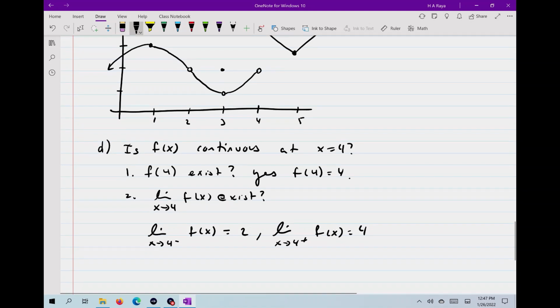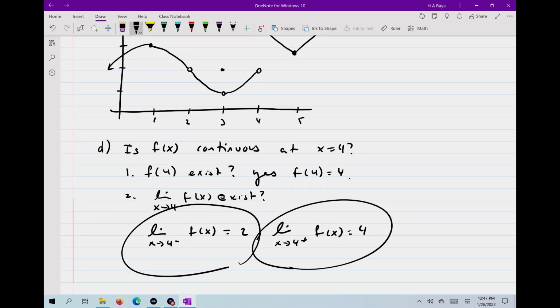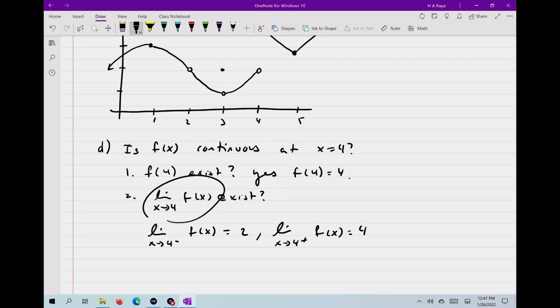In this case, the limit from the left is different from the limit from the right. So in this case, the limit as x goes to 4 does not exist because these two values do not concur. They are not the same. So no, it does not exist. And from here we stop and say that our function is not continuous at 4.